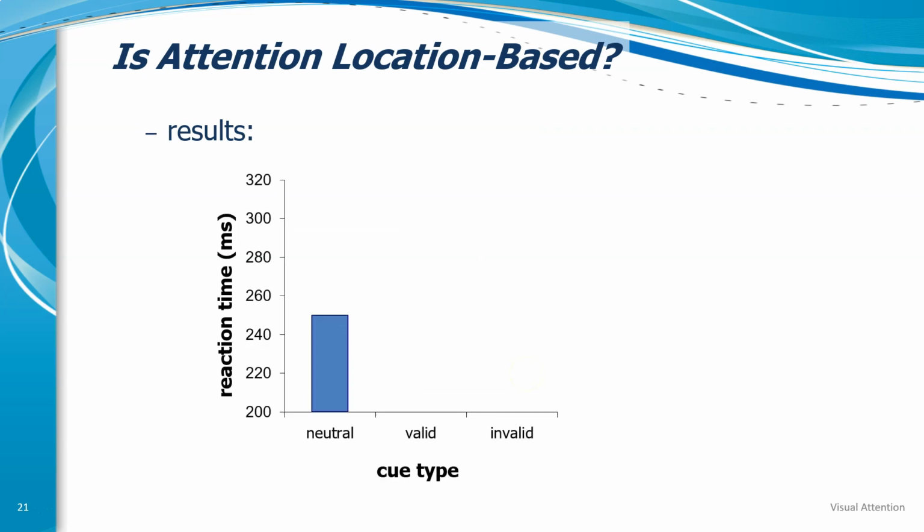Here are the results. So really what we're going to do is compare everything to the neutral case. There's no cue appearing whatsoever. So it takes about 250 milliseconds. In the valid condition, people are faster than in the neutral condition. In the invalid, people are, well, they're a whole lot slower. It takes them a whole lot longer. What does this tell us about attention?